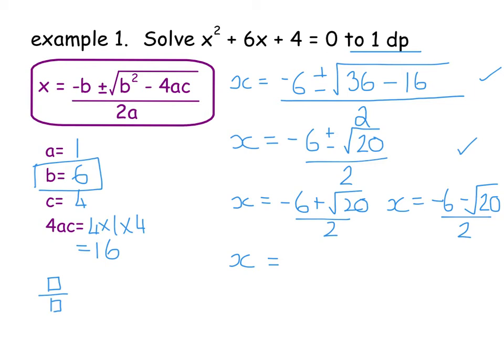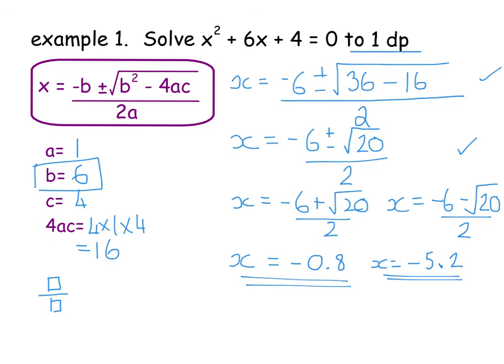So on your calculator, if you've got that lovely fraction mode, type it in so that it looks exactly like this. If not, please press equals after the top line. Now watch, the question wants one decimal place, so if you don't round correctly, you will lose marks. Now to one decimal place, this gives us negative 0.8. And the other answer is negative 5.2. So that is our two answers.